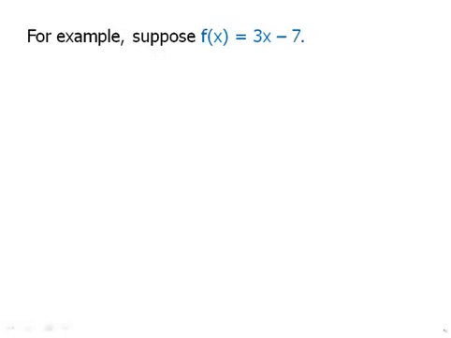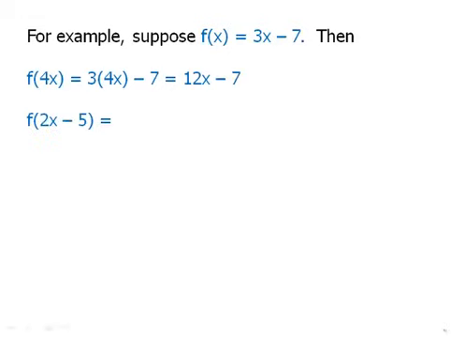For example, let's stick with this function, a nice simple linear function, f of x equals 3x minus 7. Then f of 4x, well, what would that mean? That means we're going to multiply 4x by 3 and subtract 7. So if we simplify this, we get 12x minus 7. Now f of 2x minus 5. We're going to replace the x in the function equation with 2x minus 5. And so we'll get this, then just multiply out, simplify, and we get 6x minus 22.